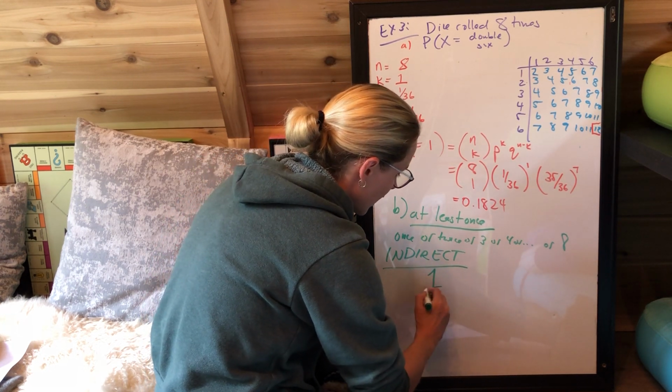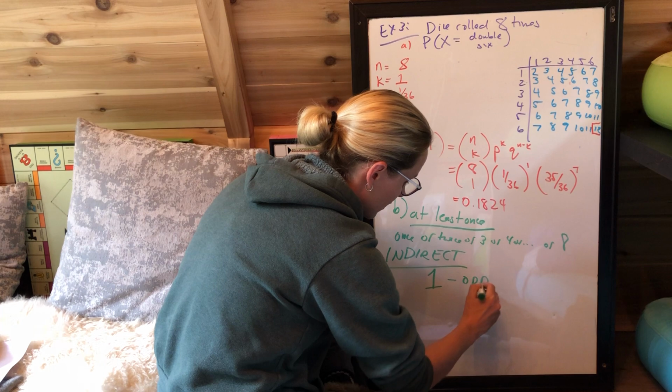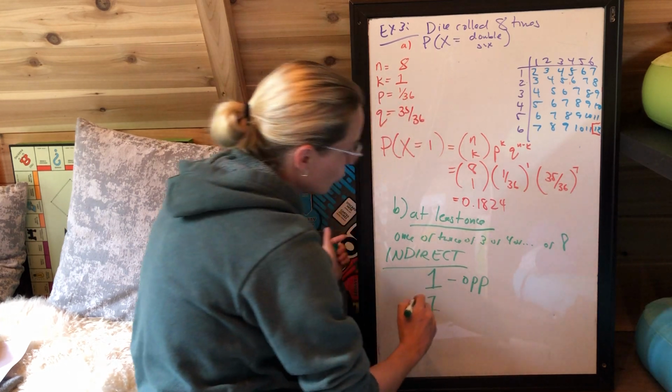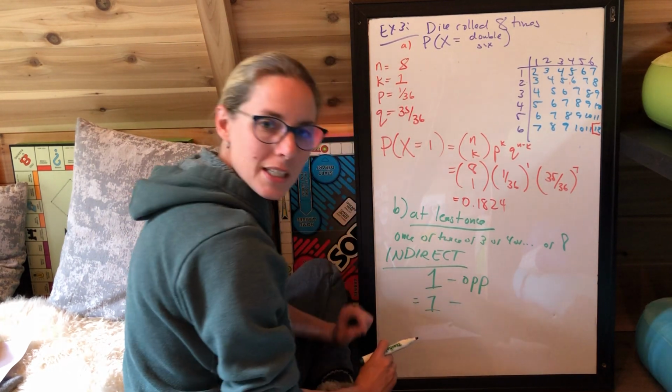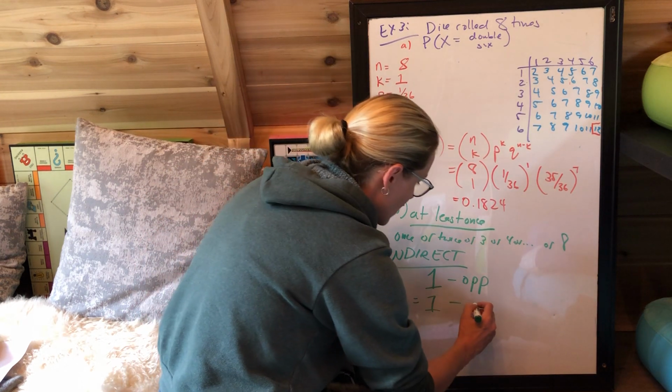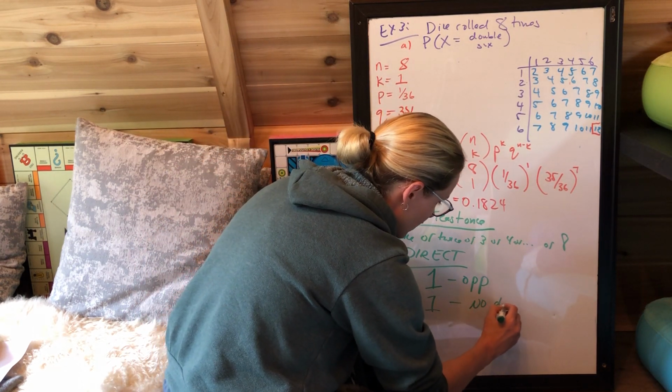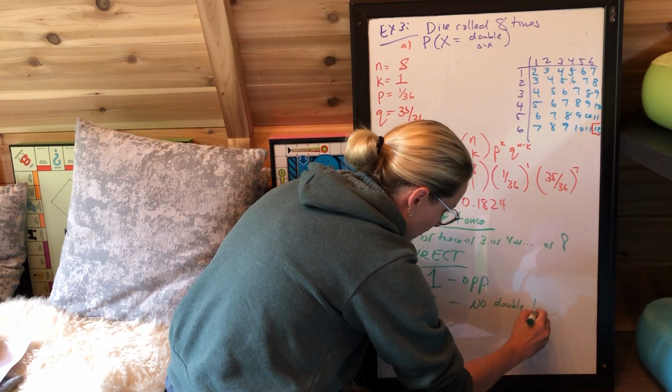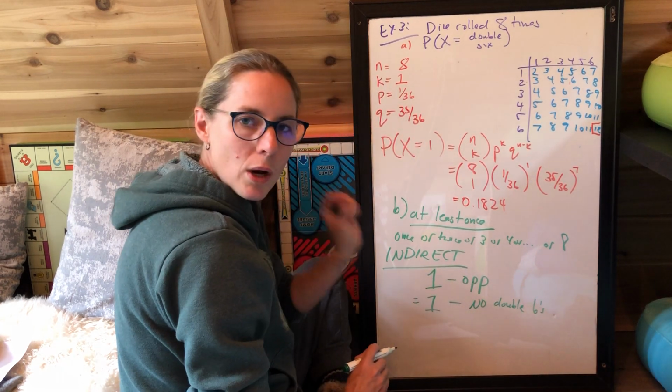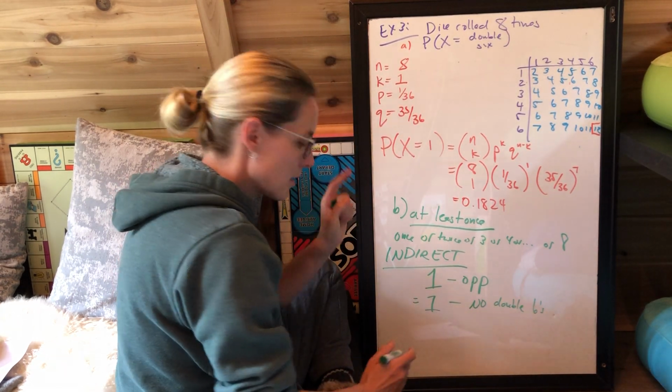is 100% minus the opposite. Or the total number of ways minus the opposite. Well, the opposite in this case is no double 6s. Okay, the opposite of at least 1 double 6 is no double 6s.